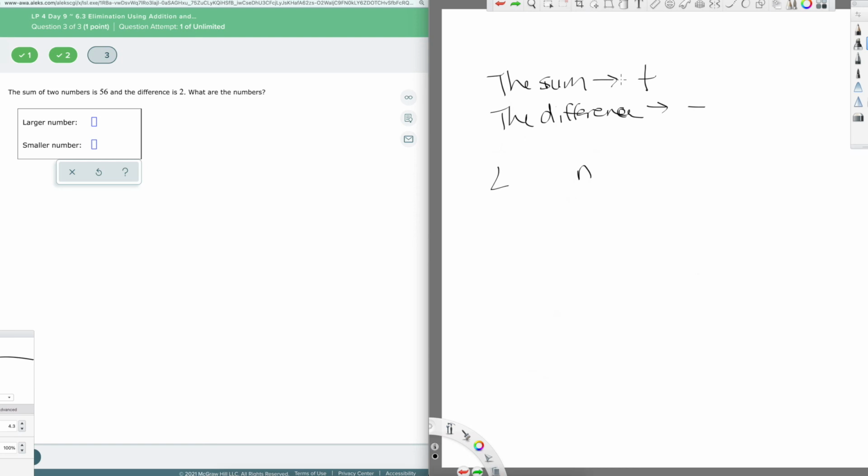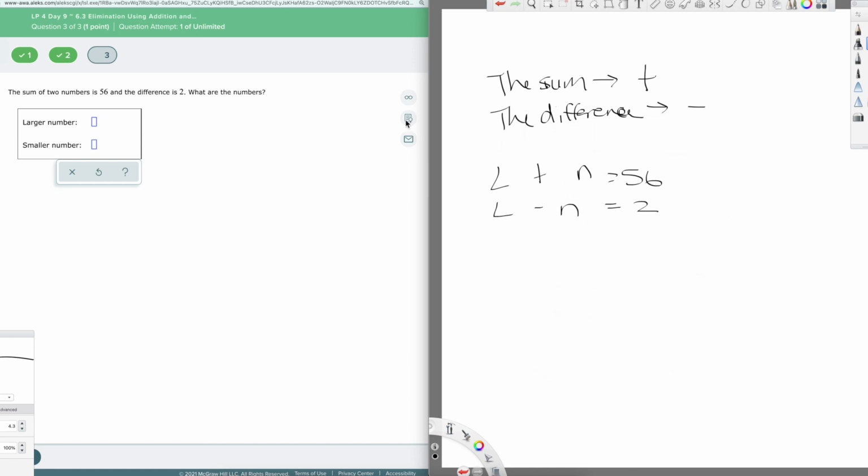So if I add them together, the sum of the two numbers is 56. There's my first equation. My second equation says the difference is 2. So if I subtract them, their difference is 2. If I add them together, they're 56. If I subtract them, they're 2. Now we could probably try to figure out the numbers. They're obviously going to be lower than 56 if they add up to 56. They're also going to be pretty close to each other because there's only a difference of 2, so it's going to be somewhere around the halfway mark. We might be able to finagle this one by trial and error.